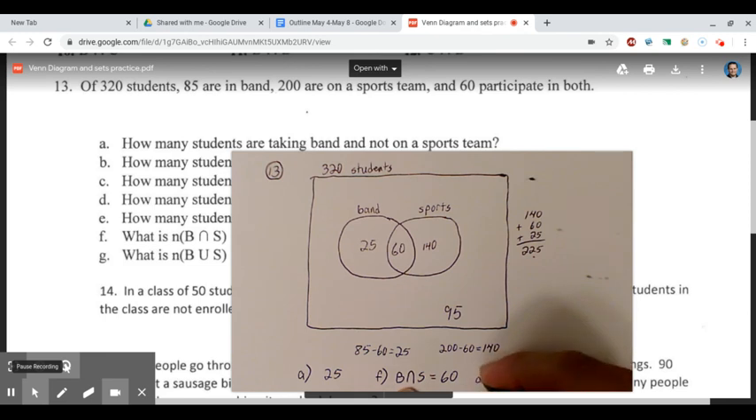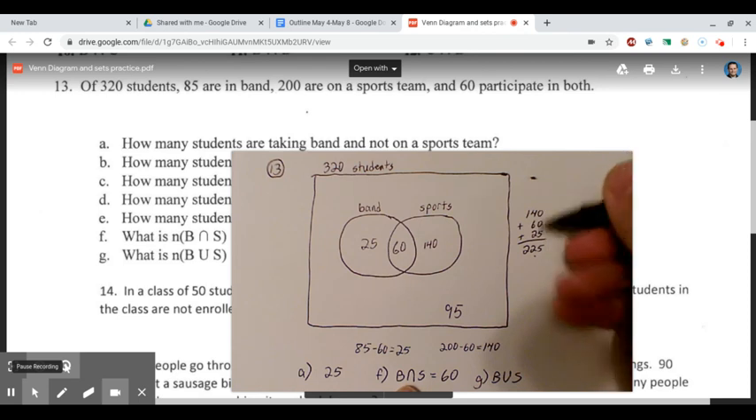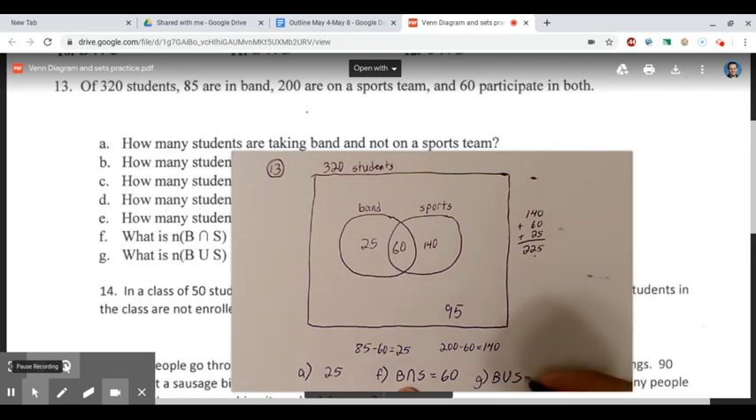And G, what is the union of band and sports? How many students are on band or sports? Well, that's actually something we already did here. We added the sports only and the band only and the ones that were on both, so 225. And you should be able to answer the rest of the questions using this Venn diagram.